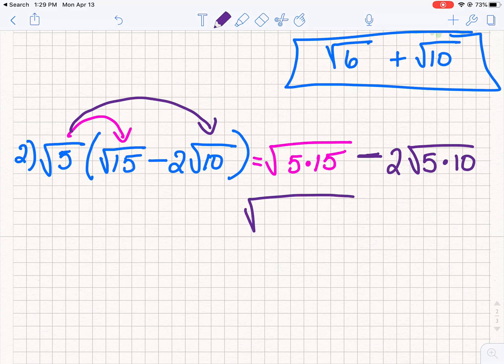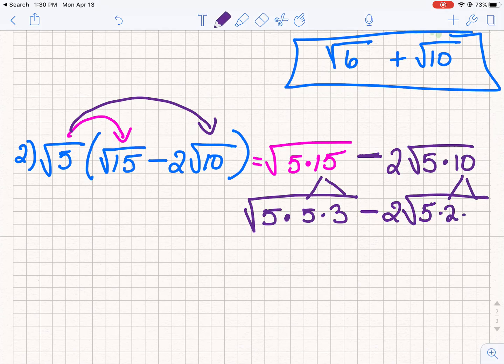I'm going to say, well, in this pink one, the first radical is 5 times, and then I'm going to split that 15 into 5 times 3 to see if there's anything that can simplify. And then I'm going to subtract 2 root 5, and I'm going to split that 10 up into 2 and 5. Now I'm going to look for escapes.